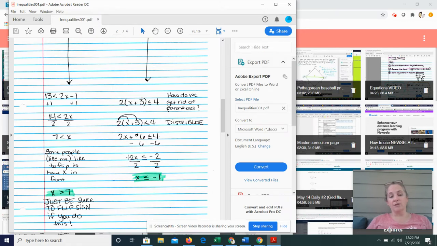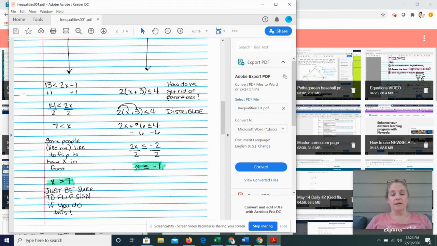Divide both sides by 2 to get rid of that. Remember, a negative divided by a positive is negative, another integer rule. Remember to practice those if you don't have that really firm in your head. So you're left with x is less than or equal to negative 1. Okay.